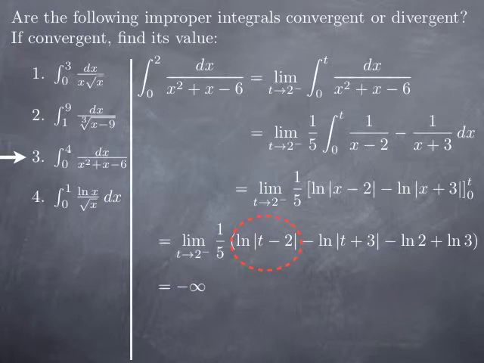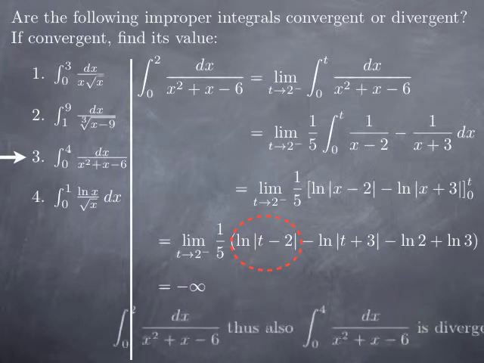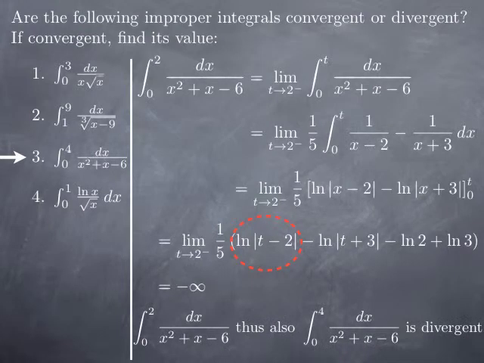So this term is going to go to negative infinity, and as a result the limit of this expression is negative infinity. That means that the interval from 0 to 2 is divergent, and therefore the integral from 0 to 4 is also divergent.